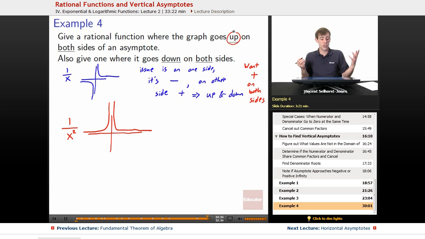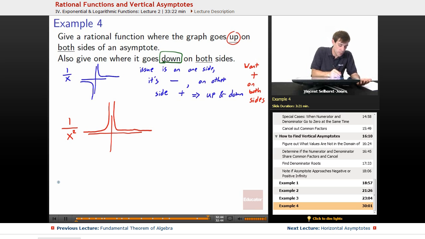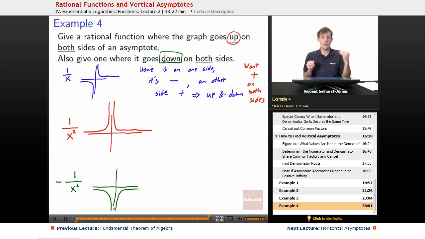If we want one that's going to go down on both sides, well, we see 1 over x squared. We just want it to go down, so let's make it as easy as just flipping it down. We flip it down by making everything negative, so negative 1 over x squared, and we'll see a graph that looks like this. We've managed to make it go down on both sides.